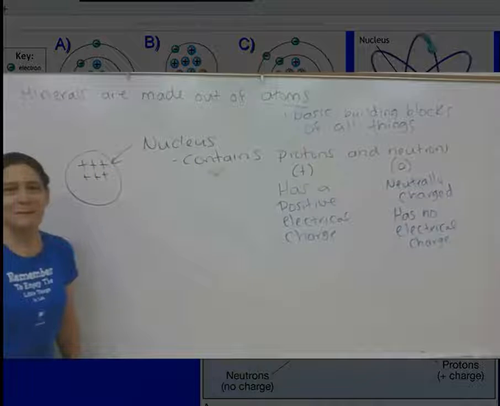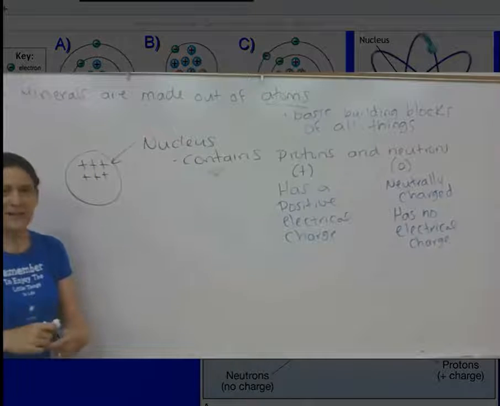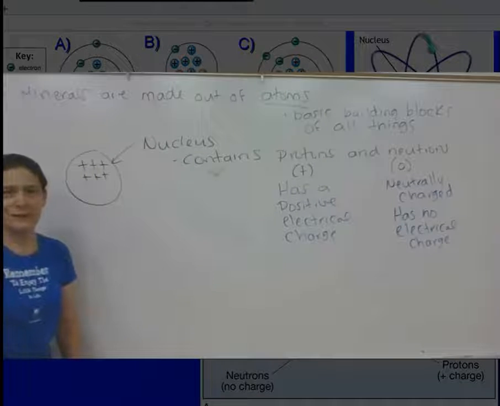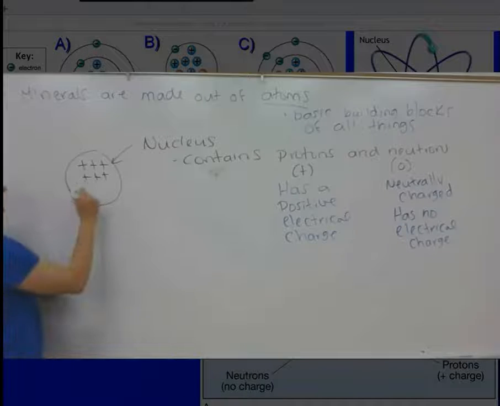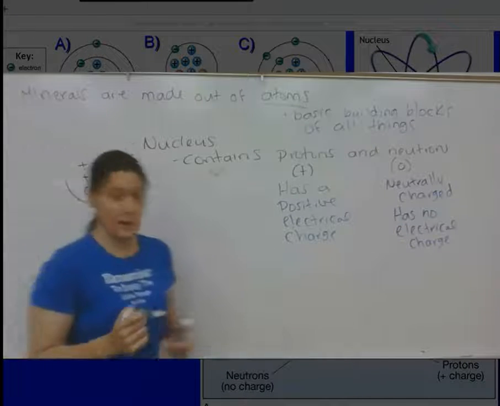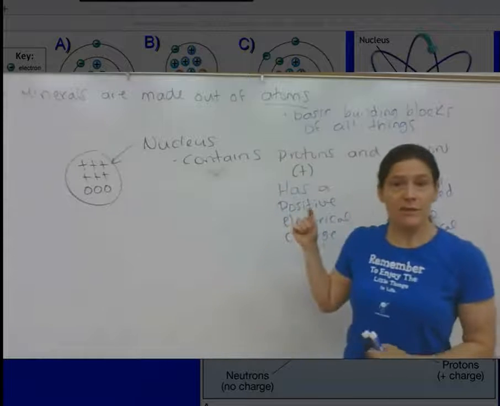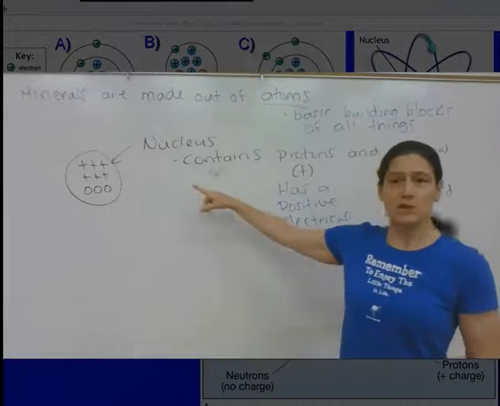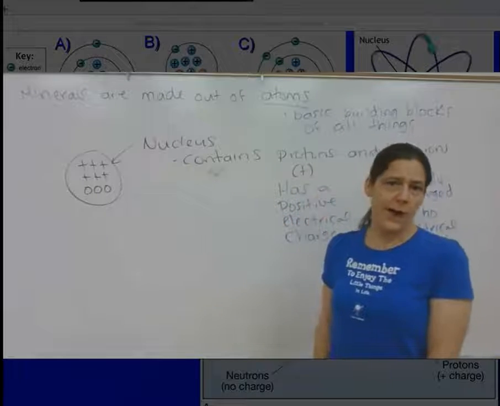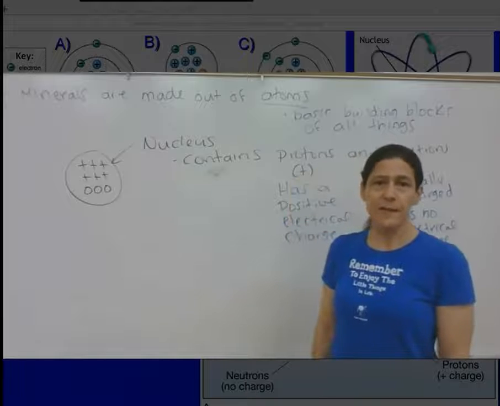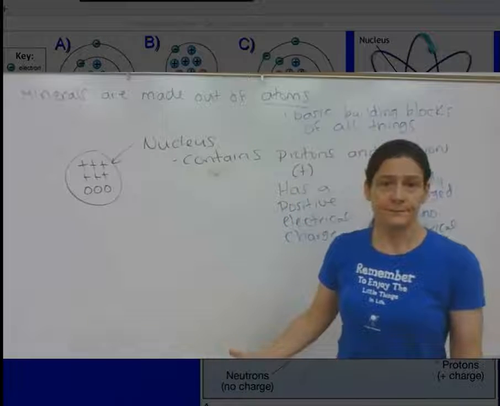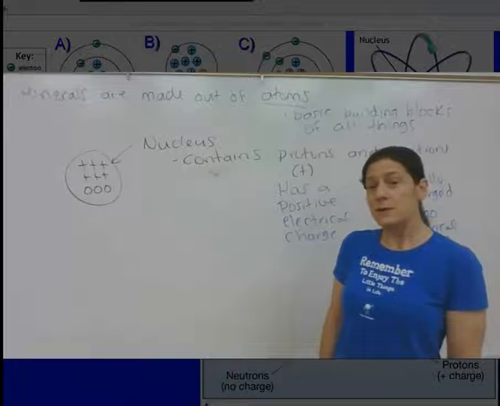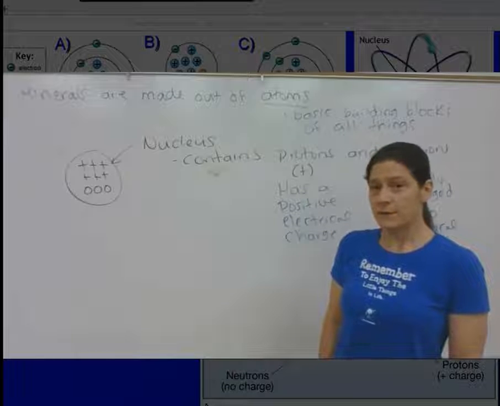Rather than make it random, I'm just making it fast and easy by putting six in a row. Makes it easy to count them anyways. And they all had three neutrons. So if you didn't have your homework sheet or if you don't have a printer, you could just draw three versions of this in your notes right now. If you could pause the video, because there'll be three different versions of those nuclei. Okay, so six protons and three neutrons.